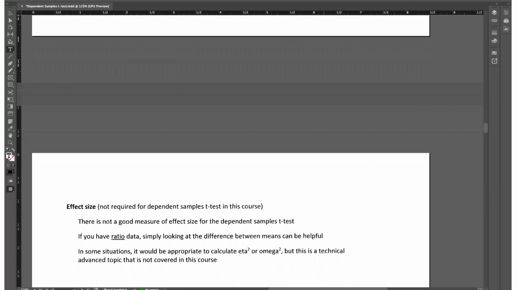Now, when it comes to effect sizes, it's not required for the dependent samples t-test. And really, there's not a good measure of effect size for the dependent samples t-test, and so we're not going to worry about it. As mentioned in these next 2 points right here, we could, I guess, do something about it, but that's more of an advanced statistical topic, so we're not going to get into that.